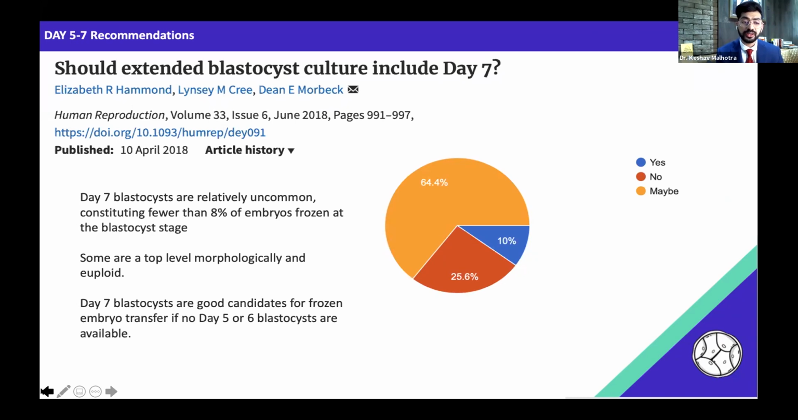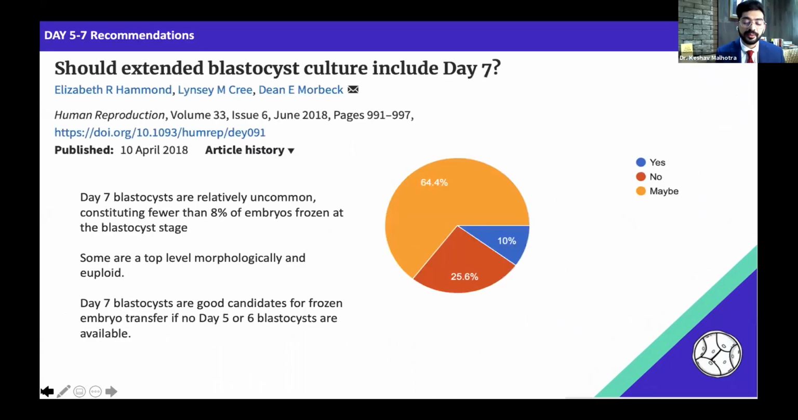But what has to be mentioned here is that some of these blastocysts are of top quality. And because of the advances in culture conditions, because of the advances in the incubator, we probably are in a position to say that we can actually get better outcomes, or at least some kind of good outcomes, for patients with day 7 blastocysts as well. So I'd just like to end here with the poll that was there from India, where most of the embryologists who were participating did consider that maybe freezing day 7 blastocysts might be beneficial. But again, this is something that is up to you, and we can actually have a discussion on this later on.